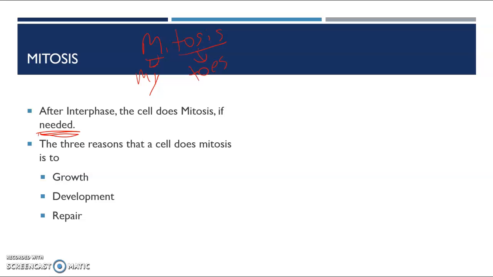And the last one is repair. Have you ever fallen down and skinned your knee, or accidentally hurt yourself some other way? Well, when your body gets hurt, it has to repair itself. And it repairs itself through using mitosis. Growth, development, repair.